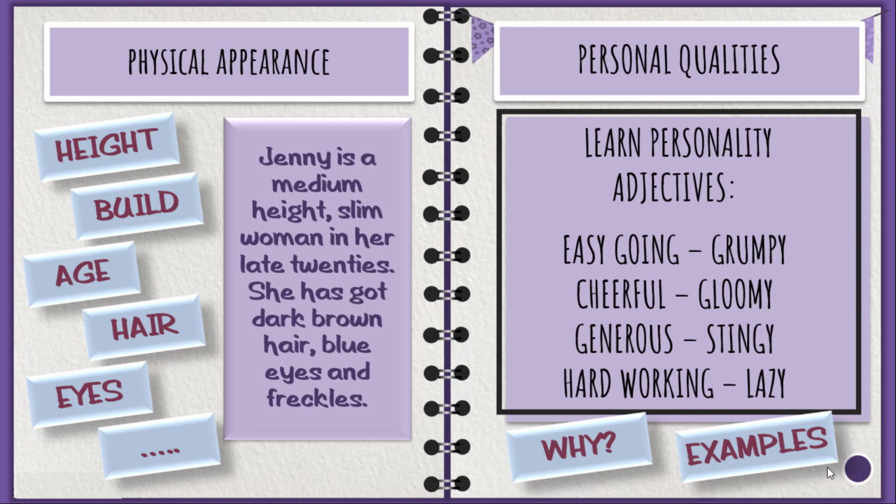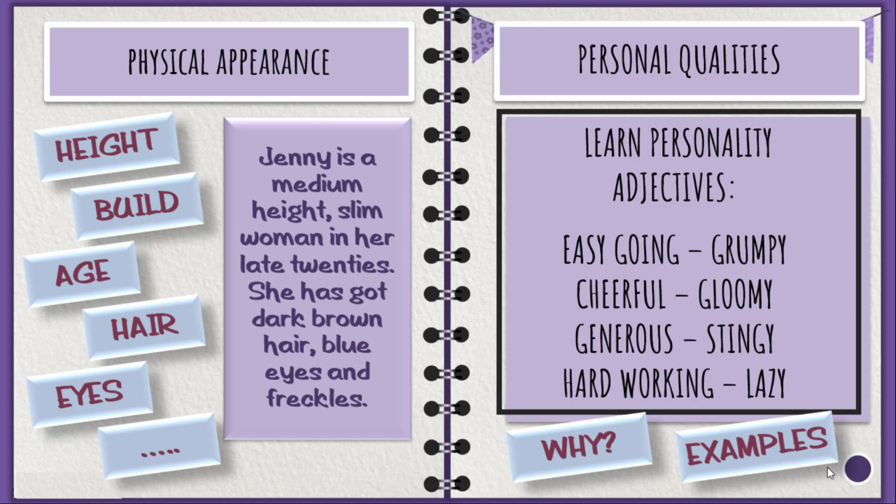Let's talk about physical appearance now. You can write about height, build, age, hair, eyes, other things on the face. For example, Jenny is a medium-height, slim woman in her late 20s. She has got dark brown hair, blue eyes, and freckles.